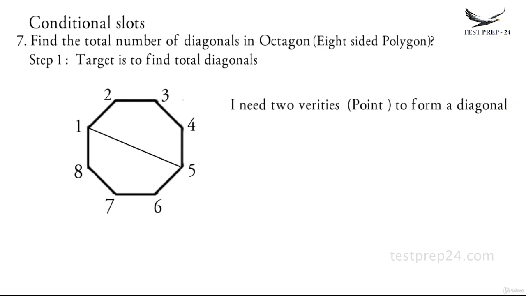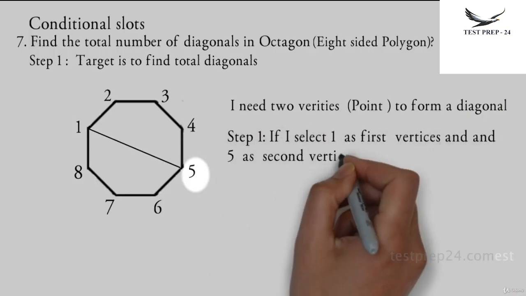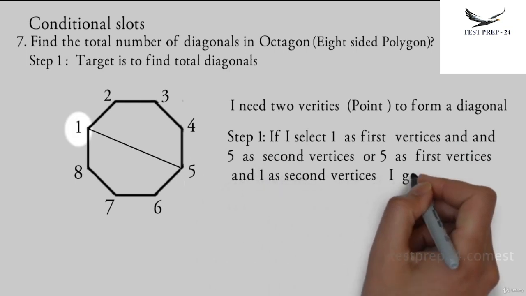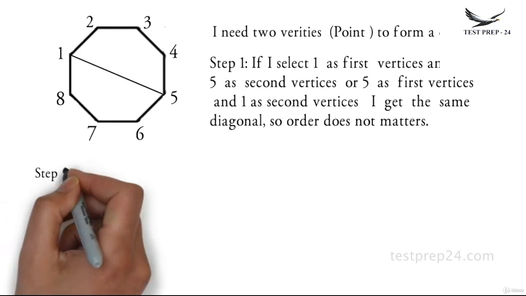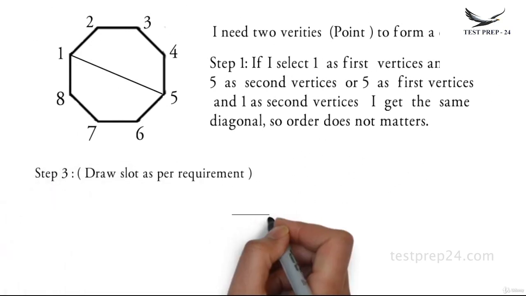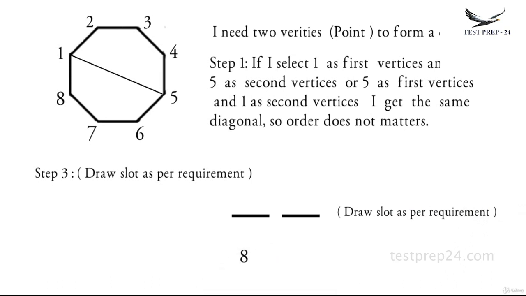Now if you select 1 as the first vertex and 5 as the second vertex, or 5 as the first vertex and 1 as the second vertex, you will get the same diagonal. So there is no change in the diagonal. It means that even if you interchange both the slots, the result you are going to get is the same. So for the first slot you can take any one of the points out of 8 points. So you can fill the first slot in 8 ways.